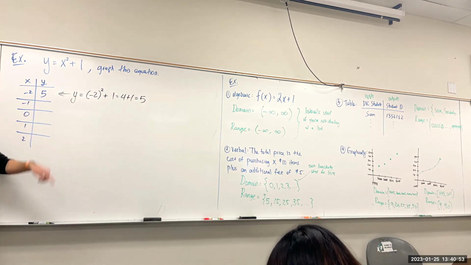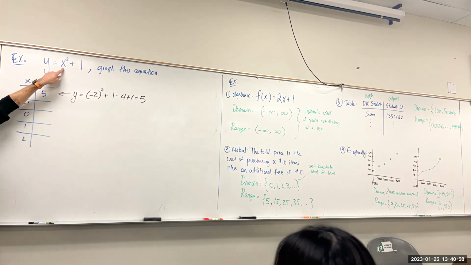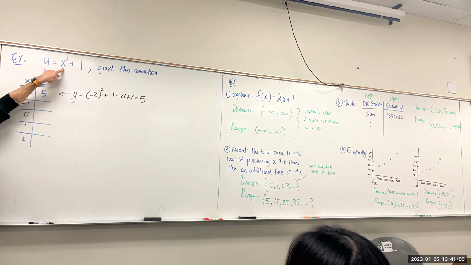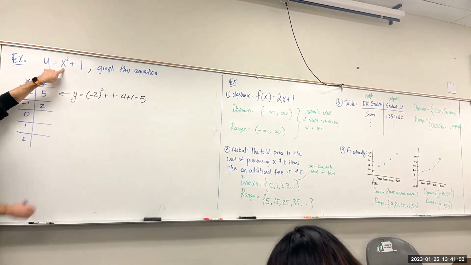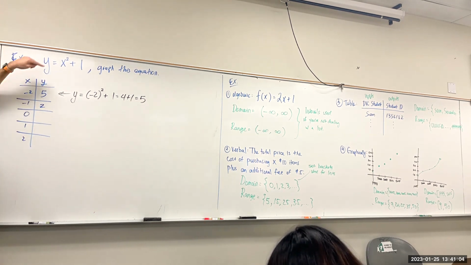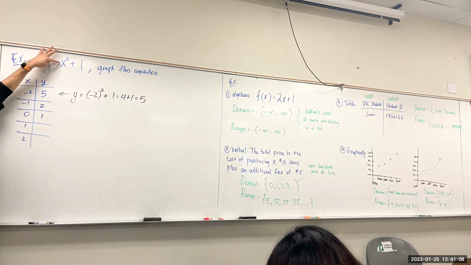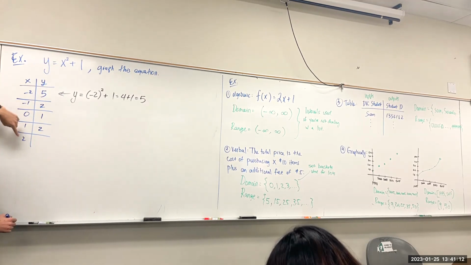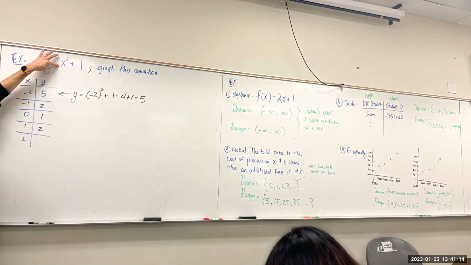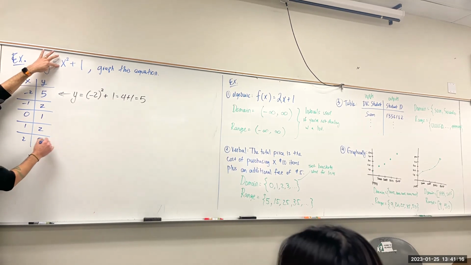And then you just do that for the other ones. Plug in -1: -1 squared is 1, plus 1 is 2. Plug in 0: 0 squared is 0, plus 1 is 1. Plug in 1: that gives 2. Plug in 2: 2 squared is 4, plus 1 is 5 again.